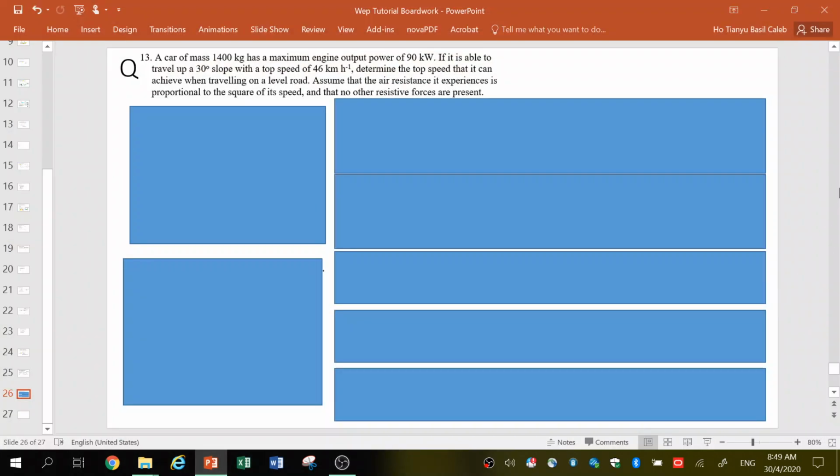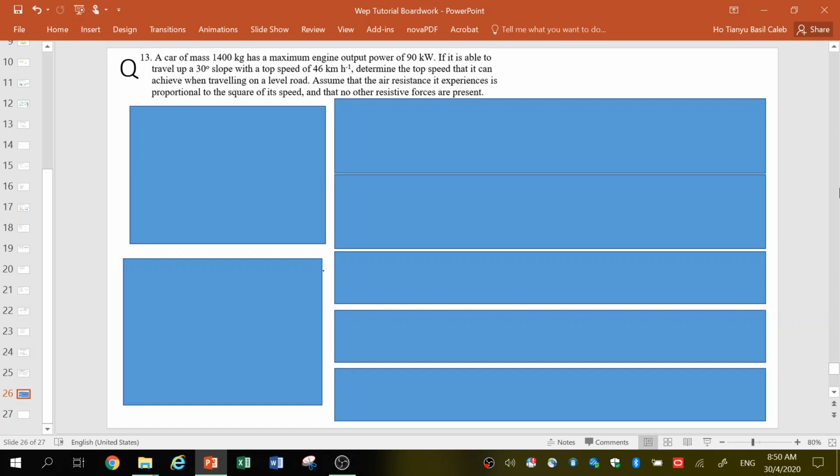Right, so we are now talking about question 13. A car of mass 1400 kg has a maximum output power of 90 kilowatts, right? So that's the maximum it can give. If it is able to travel up a slope of 30 degrees with a top speed of 46 kilometers per hour, determine the top speed it can achieve when it's traveling on a level road.